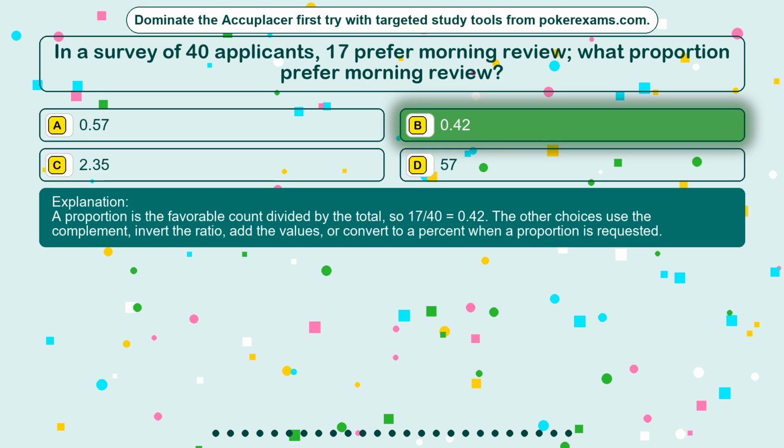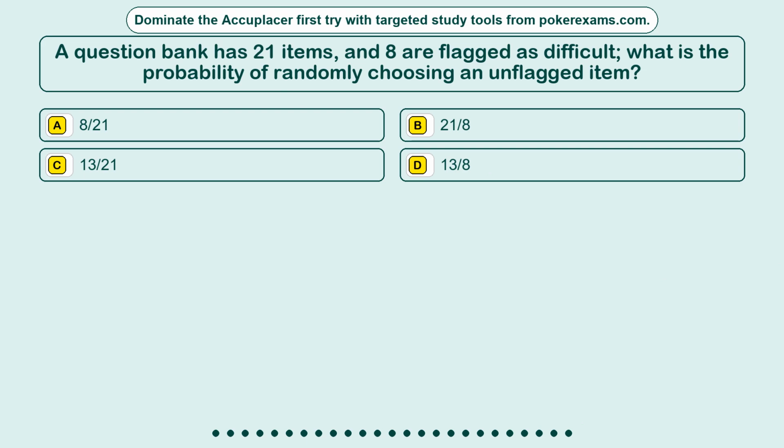Question 10. A question bank has 21 items, and 8 are flagged as difficult. What is the probability of randomly choosing an unflagged item? Option A, 8/21. Option B, 21/8. Option C, 13/21. Option D, 13/8.